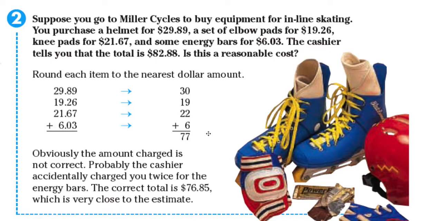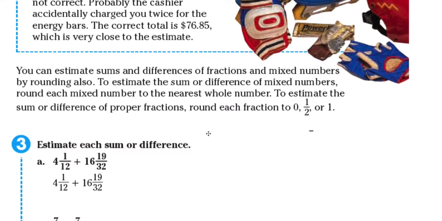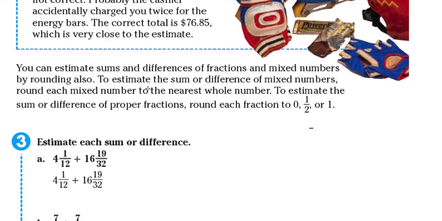Okay, so that's one way of doing it. You can estimate sums and differences of fractions and mixed numbers by rounding also. So in another rule for estimating, remember in the first rule, we round them to the greatest place value position all the numbers share. In this rule, when you're doing fractions, this is the rule that we need to follow.